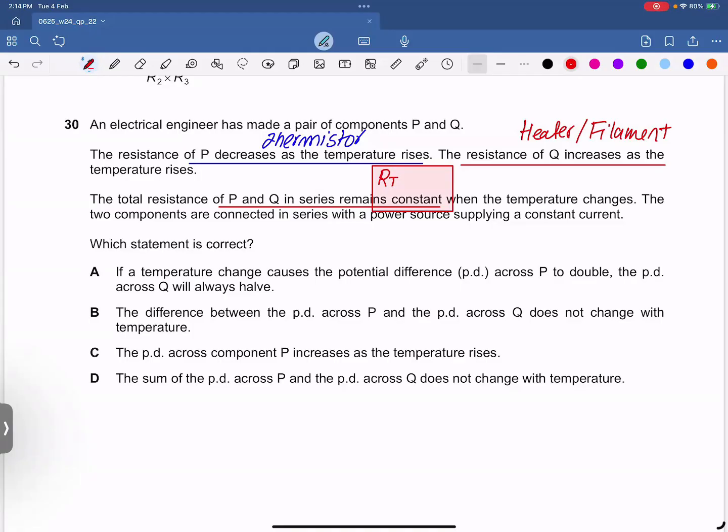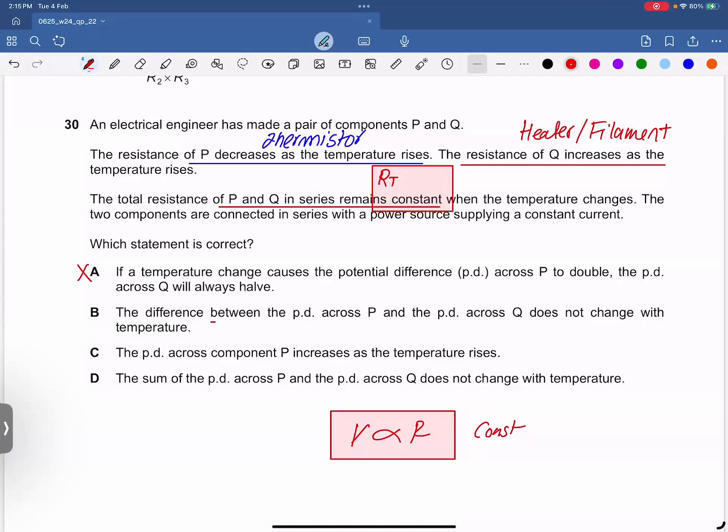So if the resistance is constant, it means the voltage here is also constant. Total voltage will be constant. But the one which increases will rise, and the one which decreases will fall. Let's see the options. If a temperature change causes the potential difference across P to double, then the PD across Q will be the same? No. If one is double, the other should be half, because total resistance constant means total voltage is constant.